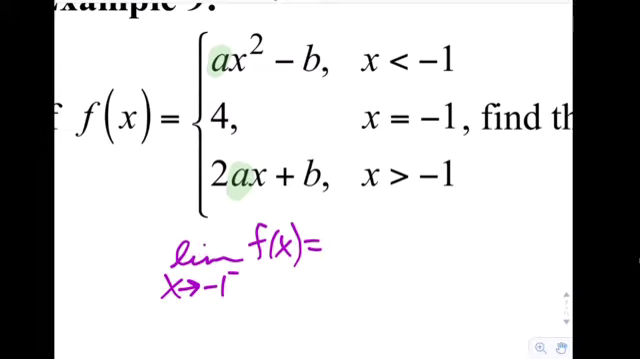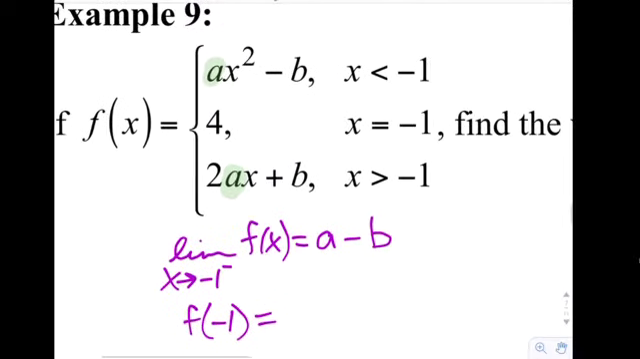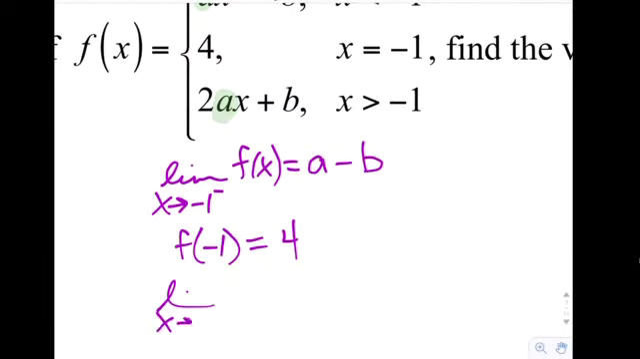I'll plug it in. -1 squared is 1 times a is a, so you're left with what? A minus b. Yeah. So that's the limit from the left, a minus b. If we knew what a and b were, that would be a number. We'd have it. But we don't know what they are. And then we have the bridge, f of -1. And just like the warm-up we had, it's the middle piece. It's 4. And then the limit as x approaches -1 from the right-hand side of f of x. Once again, to the right of is greater than, and direct substitution works. So if you plug in a -1 for x, you get -2a plus b.